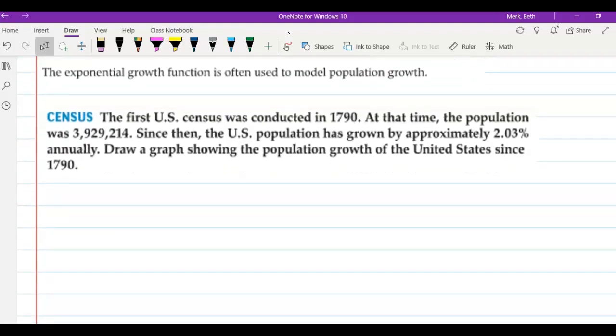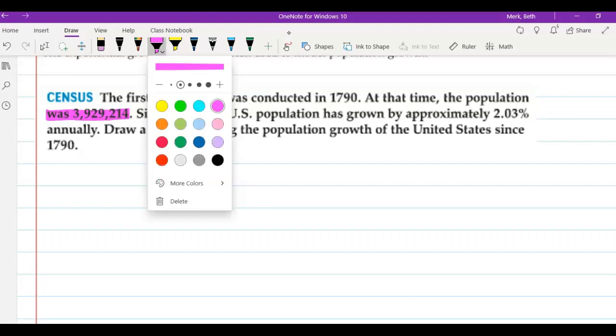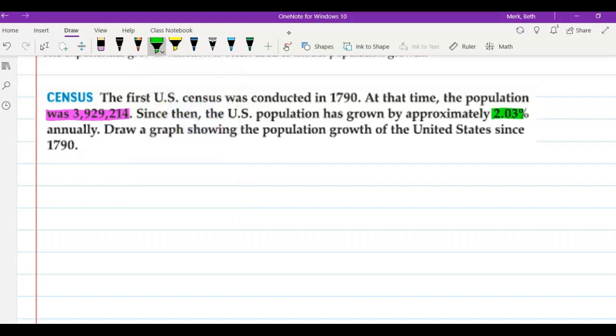Okay? In this next example with population, the first U.S. Census was conducted in 1790. At that time, the population was, that's key here, the population was 3,929,214. That's what it started at the first time we did the census. Since then, it has grown by approximately 2.03%. That's our rate. And it's growing, which means we want to add that to 1 to show growth. You can't multiply something by a number smaller than 1 and expect it to grow.